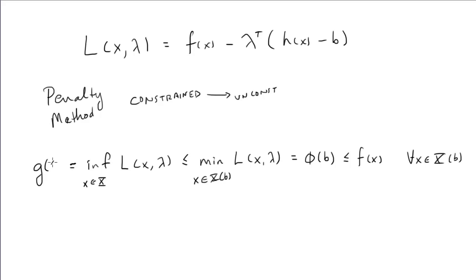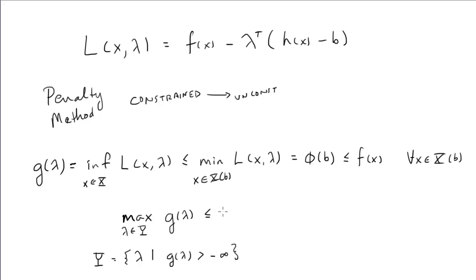Since I'm taking the infimum over all x's, lambda is the only variable left, so that's a function of lambda. I'll constrain the lambdas to be vectors where this function is defined. A fairly weak constraint. Phi of b is independent of lambda and is an upper bound for g, so it's an upper bound for the maximum. This is our dual problem.